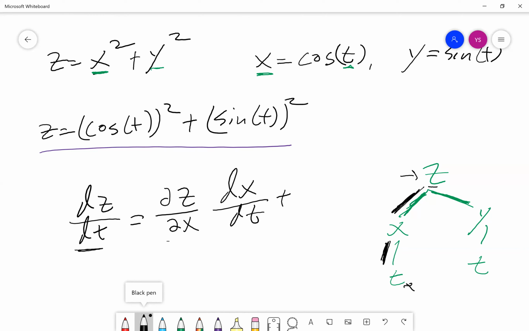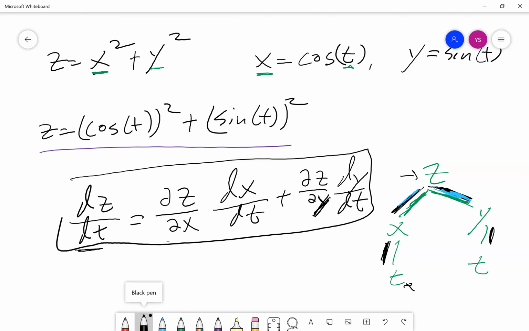And then you add to that, and then you go down the next part of your graph. So you go here, and you say, well, how is my z depending on y? And that's the partial of z with respect to y. Again, you do the partial because you have two variables here, the y variable and the x variable. And then you go down in this direction, and that is the derivative of y with respect to t. And this is going to be your derivative of z with respect to t. Does that make sense?